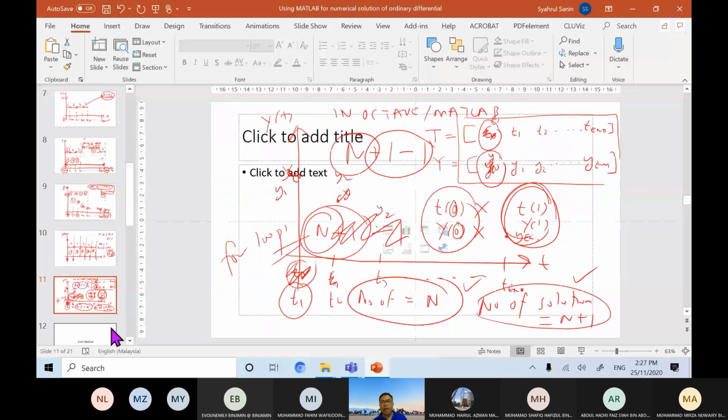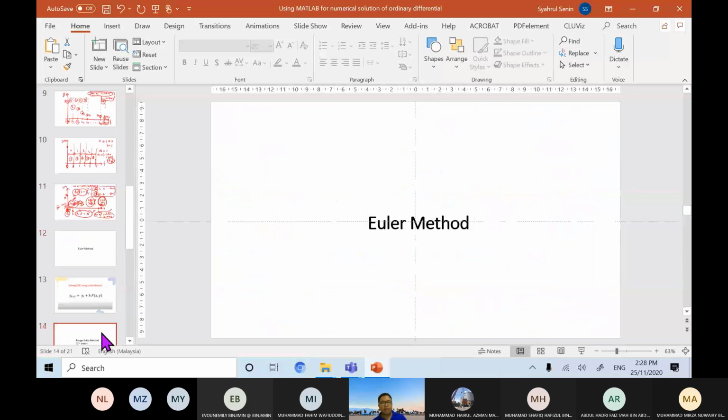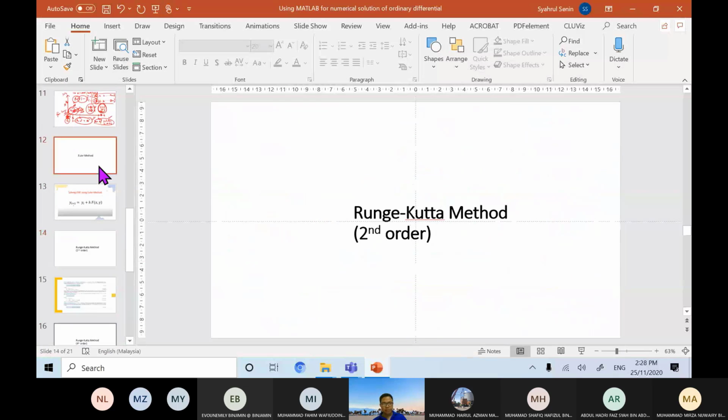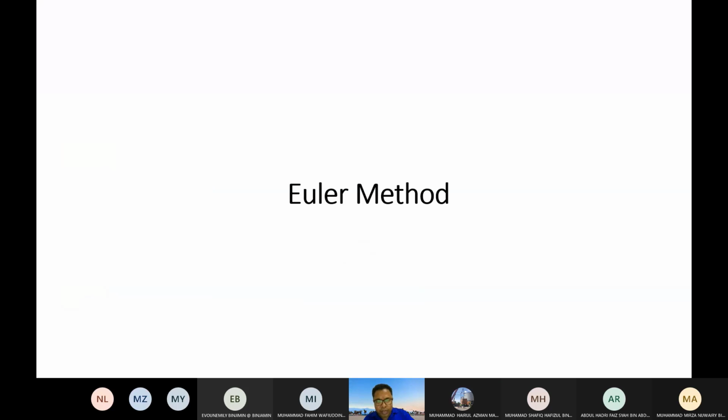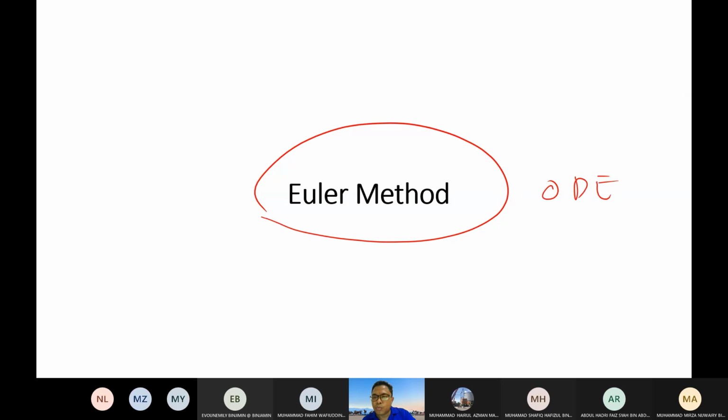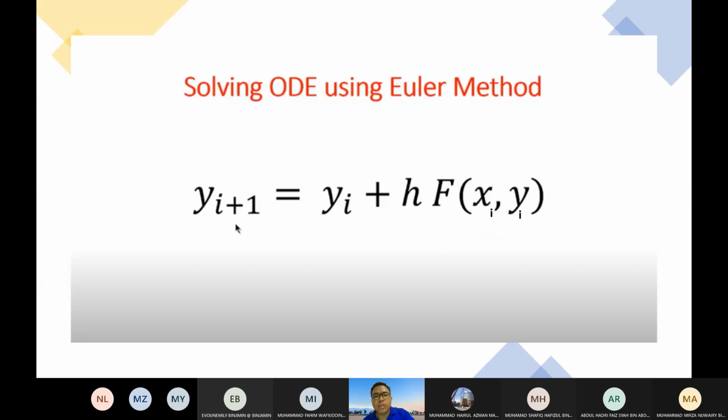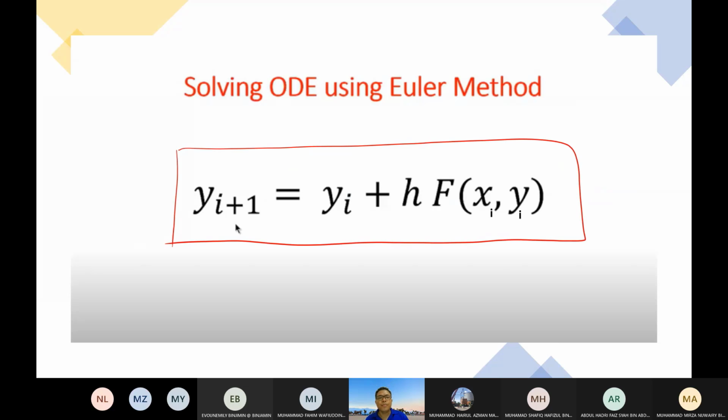Okay, kita masuk pada Euler. Baru sekarang saya bercerita pasal Euler. Okay, what is Euler? Euler is an algorithm to solve your ODE numerically, bukannya exactly, numerically. So how to solve it? You have to use this equation to solve that problem.